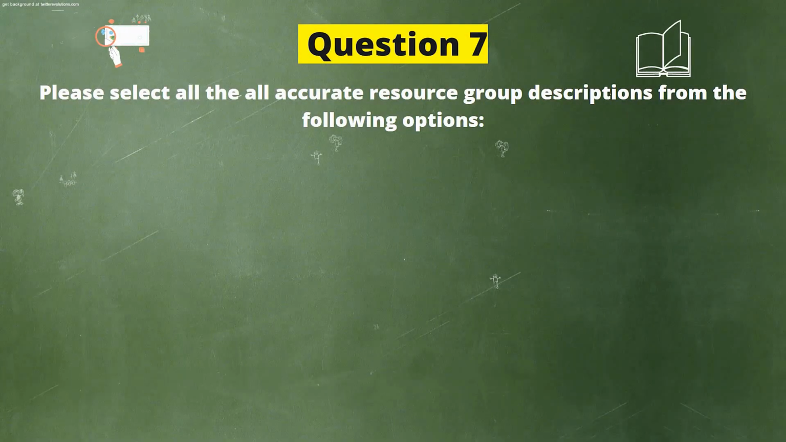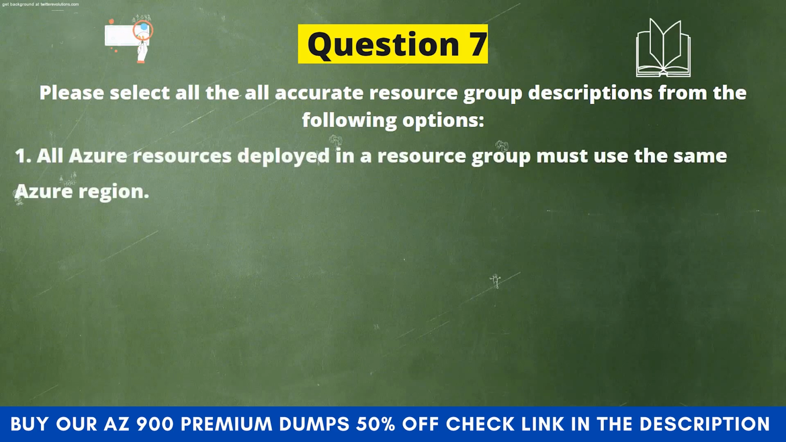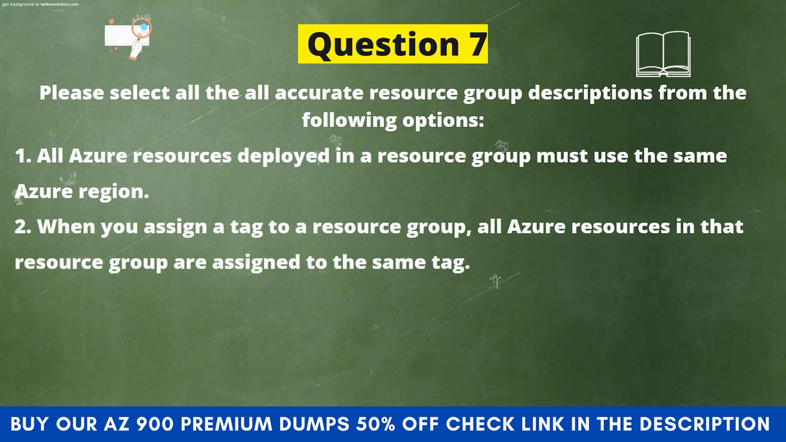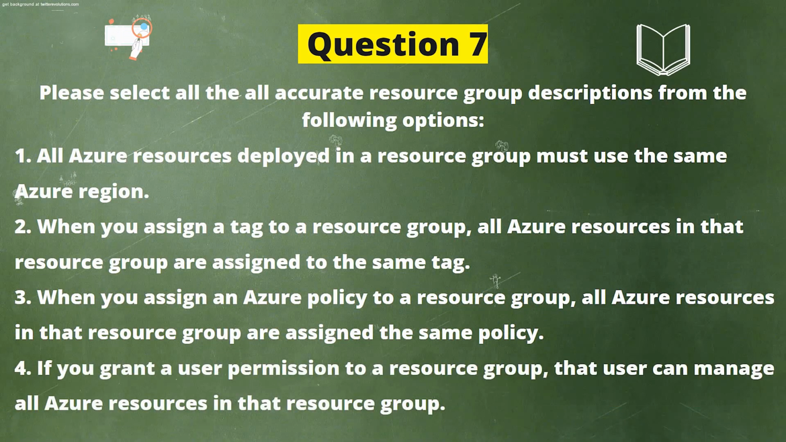Next question. Please select all accurate resource group descriptions from the following options. And the options are: 1. All Azure resources deployed in a resource group must use the same Azure region. 2. When you assign a tag to a resource group, all Azure resources in that resource group are assigned the same tag. 3. When you assign an Azure policy to a resource group, all Azure resources in that resource group are assigned the same policy. 4. If you grant a user permission to a resource group, that user can manage all Azure resources in that resource group. And the correct answer is option 3.